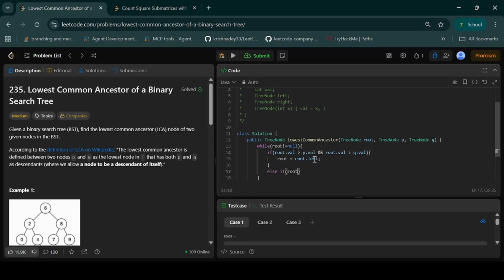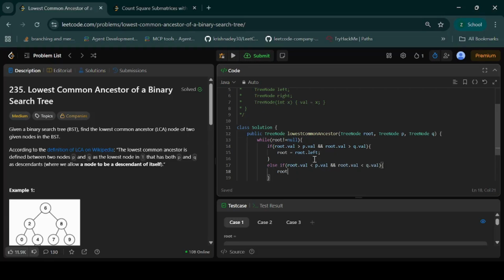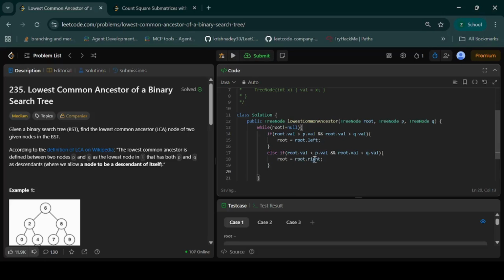Else if root.val is less than p.val and root.val is less than q.val, that means we need to traverse to the right side. Both the nodes are greater than our current node. So we can travel to the right side of our subtree.